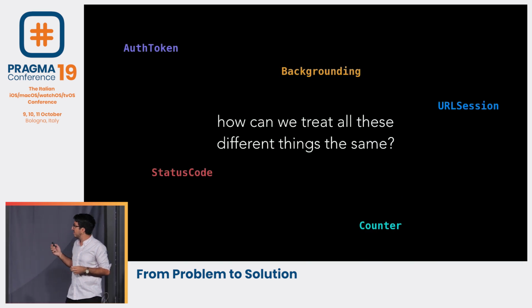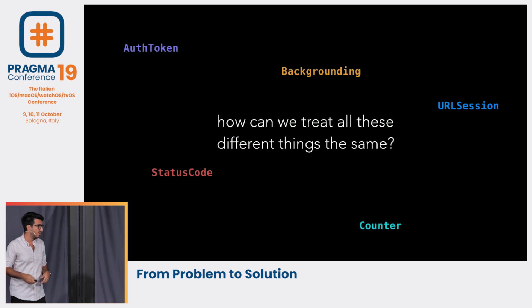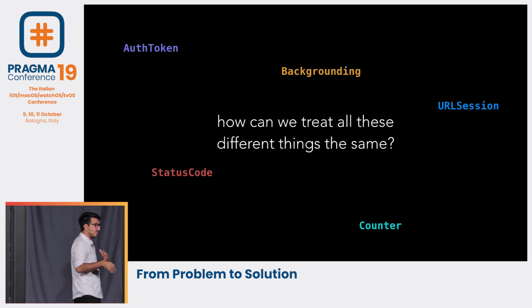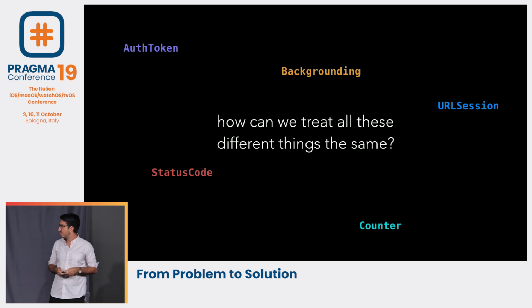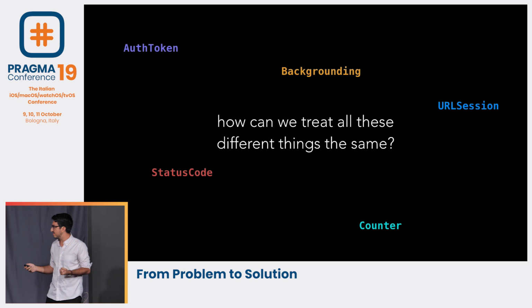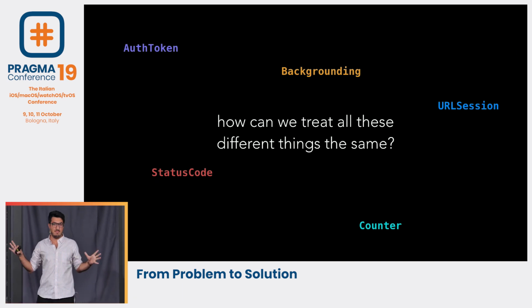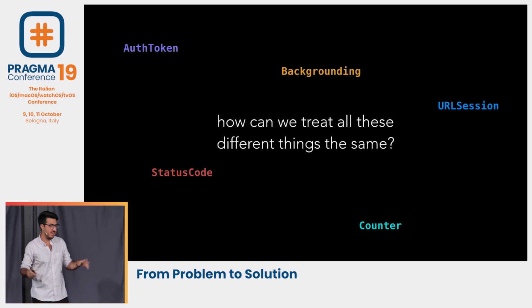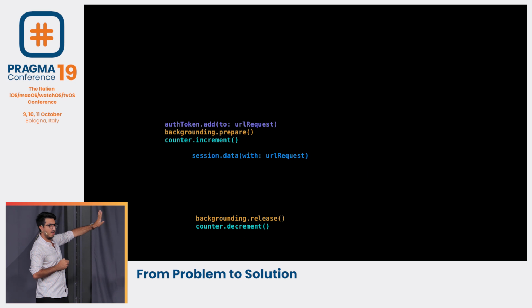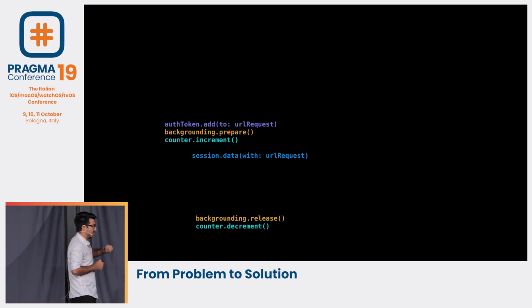But to take a look at what we want to do, we have all these different components, right? We have our auth token, our background error counter. Those are sort of our side behaviors. But we also have these core things, like checking the status code or actually executing the request. And what if we could treat them all the same? What if all of them could just be one thing? And to see how that might work, let's ignore everything except for our special methods here.